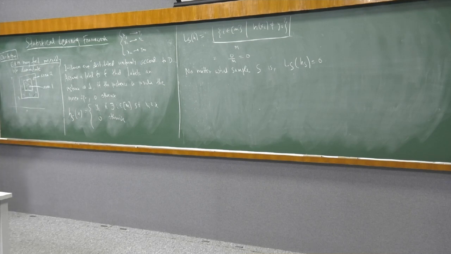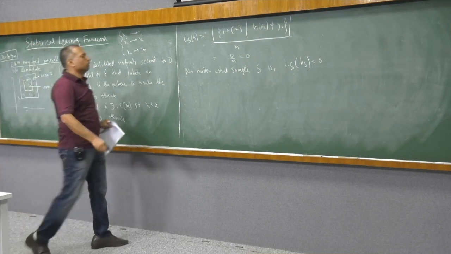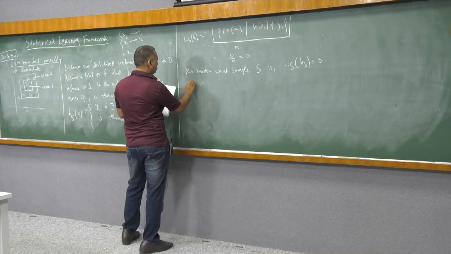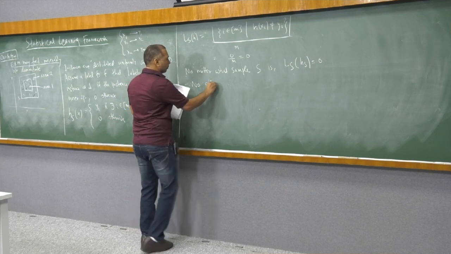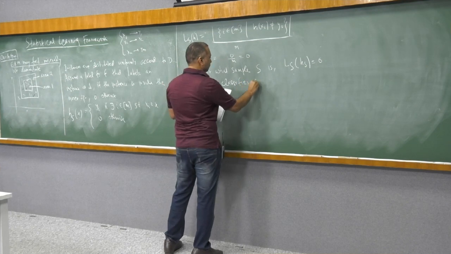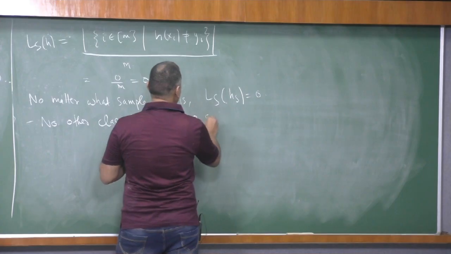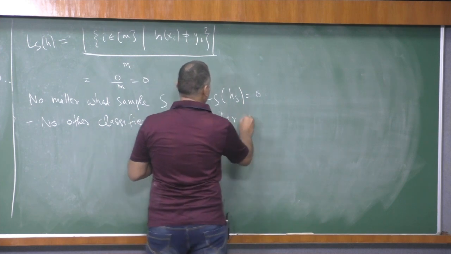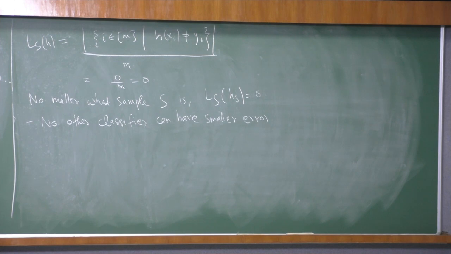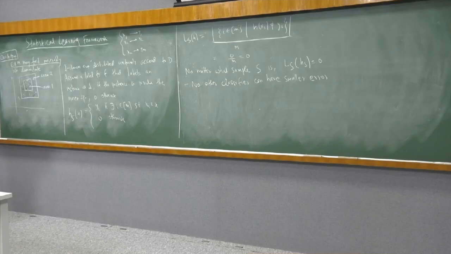So since the empirical error is 0, no classifier can be better than this, because loss is a non-negative number. So no other classifier can be better, right? This is the best classifier you can have. Okay, that's clear, because loss functions by definition are greater than or equal to 0, and the minimum I got is 0, so I cannot reduce it further. So that's the optimal you can get.